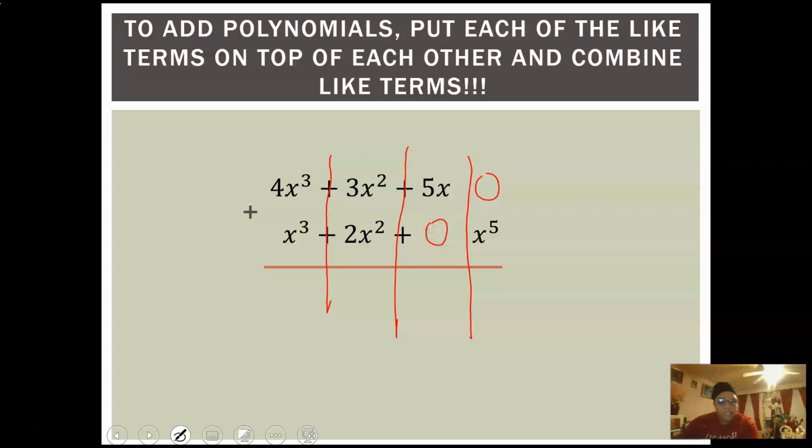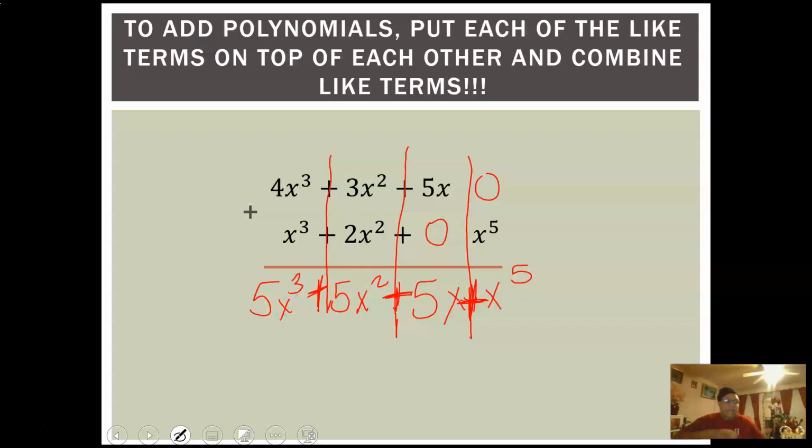So 0 plus x to the fifth power will remain as x to the fifth power. 5x plus 0 remains, and it's still positive. So we're going to leave the x to the fifth power positive, and this is also positive. Then 3x squared plus 2x squared gives us 5x squared. And then this is also positive, so we're going to leave it as positive. And then you have 4x cubed plus x cubed, which is 5x cubed.